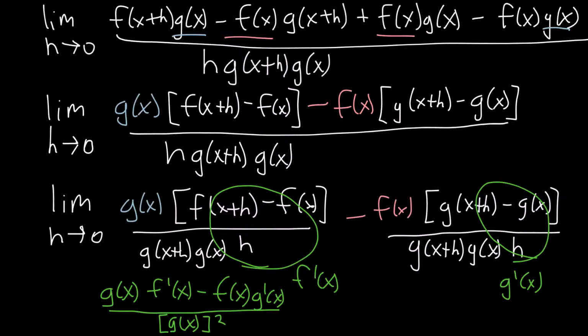Again, a fundamental ingredient in this proof is the fact that we could add and subtract f of x, g of x, as well as splitting up the fraction into two parts so we could recognize both of the derivatives that we had.